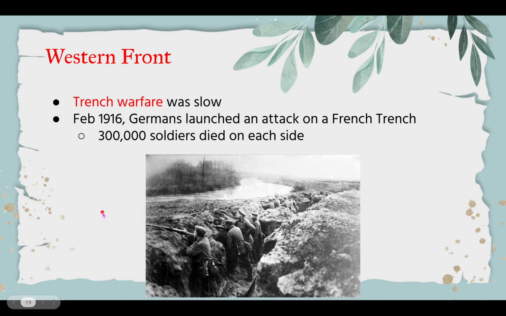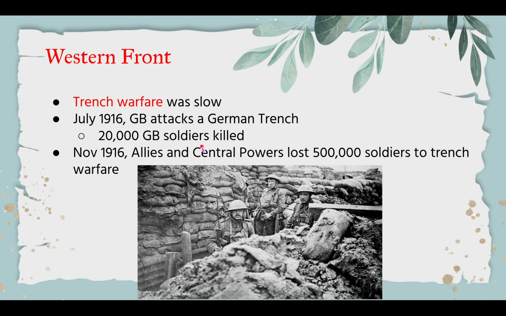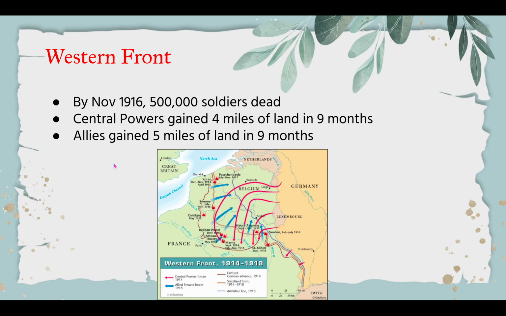All right, so trench warfare was slow. In February 1916, Germans launched an attack on a French trench. 300,000 soldiers died on each side. In July of 1916, Great Britain attacks a German trench. 20,000 Great Britain soldiers were killed. By November of 1916, Allies and Central Powers had lost 500,000 soldiers to trench warfare.